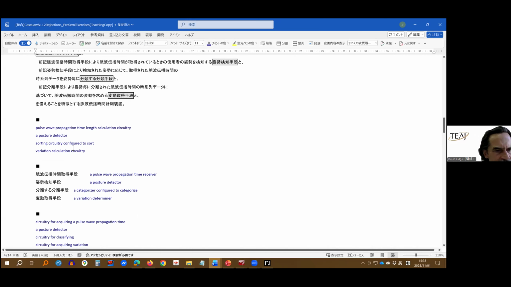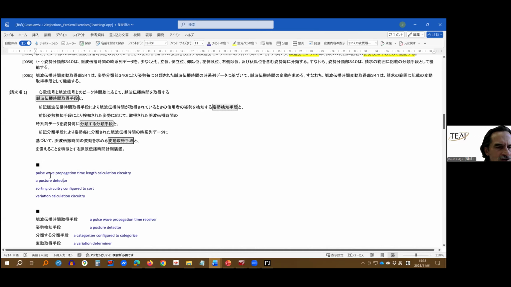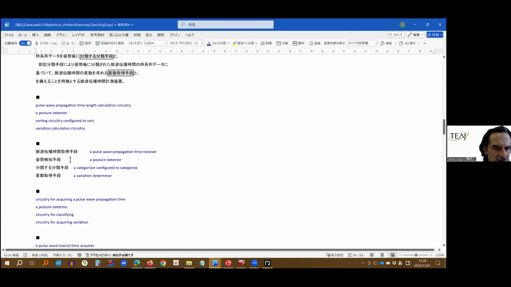Posture detector. Let's see. Oh, so these are the three. Yeah. So we have what each translator did for each of these three. So we have calculation circuitry, detector, categorize. There's sorting circuitry configured to sort. So circuitry, and then detector.